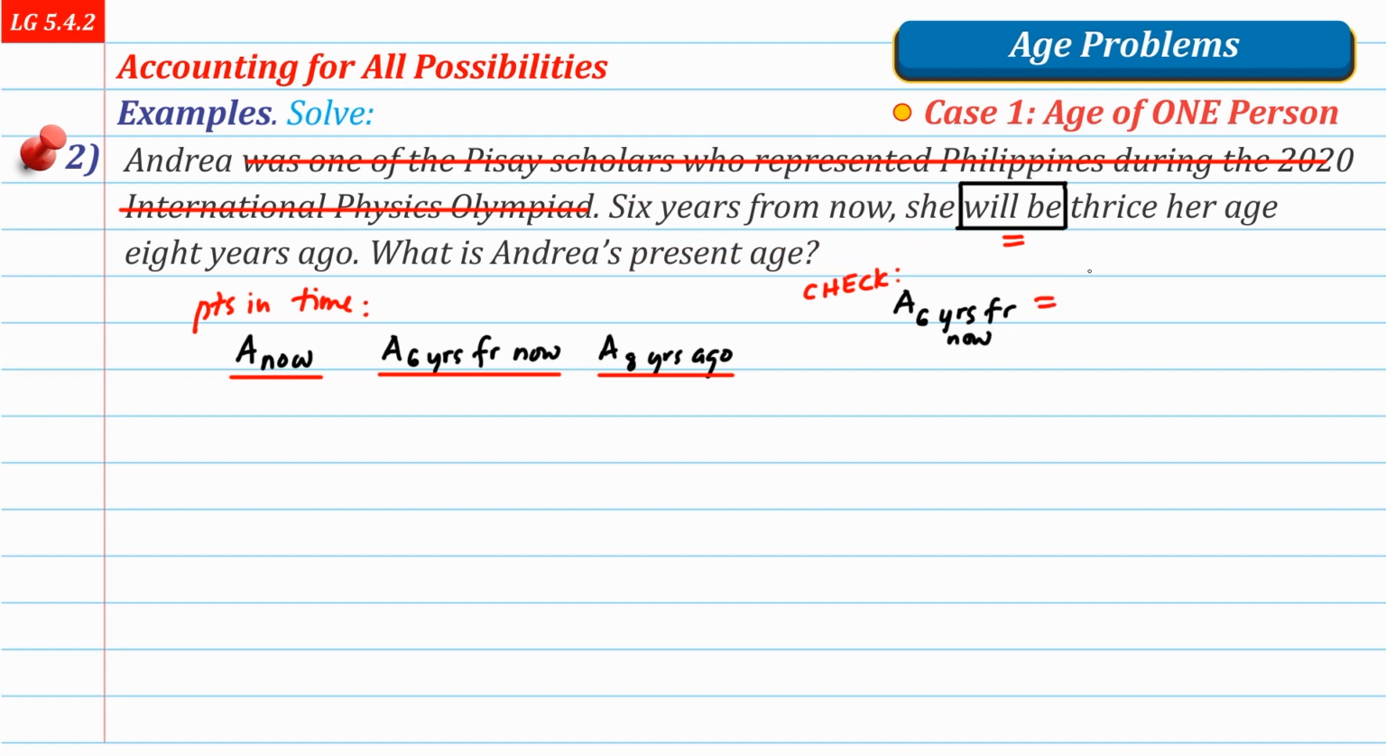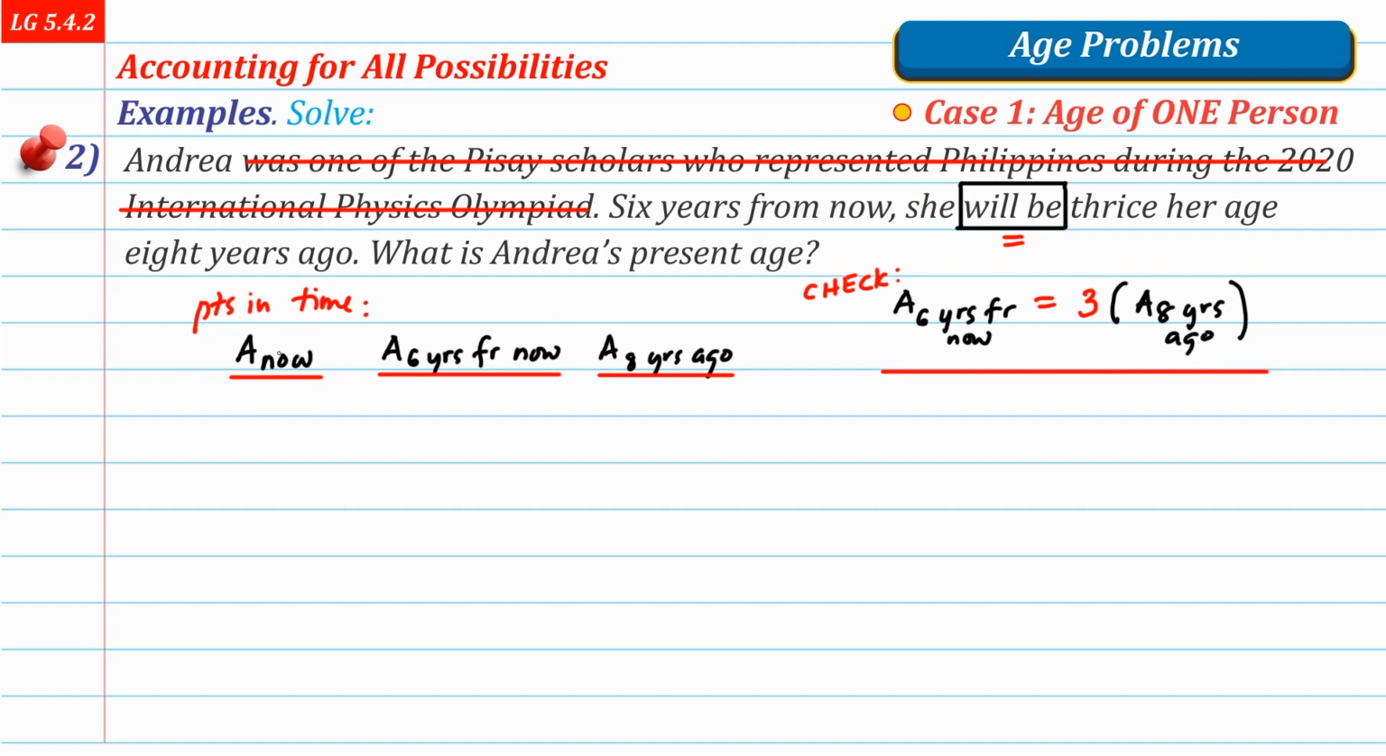Okay, will be. Ano daw yun? Thrice her age 8 years ago. Do you get that? So ito yung isa-satisfy natin na second condition. 6 years from now, she will be thrice her age 8 years ago. Ang lupit, di ba? So yun yung mga hahanapin mo, yung mga will be na yan. Okay. Trial and error tayo.